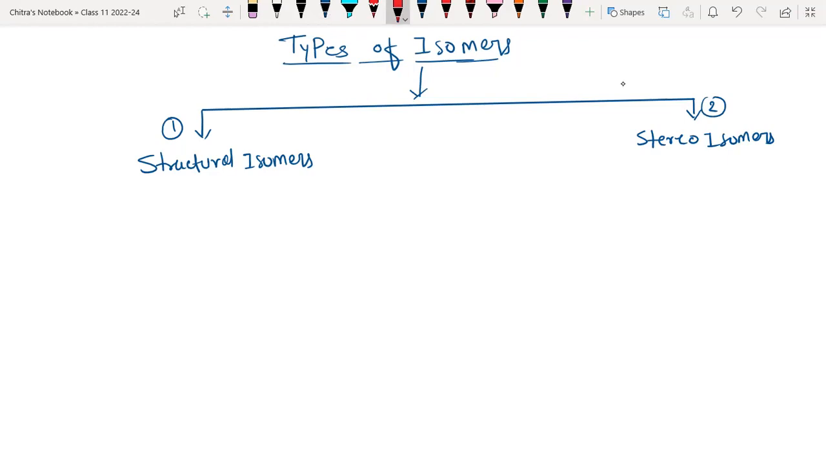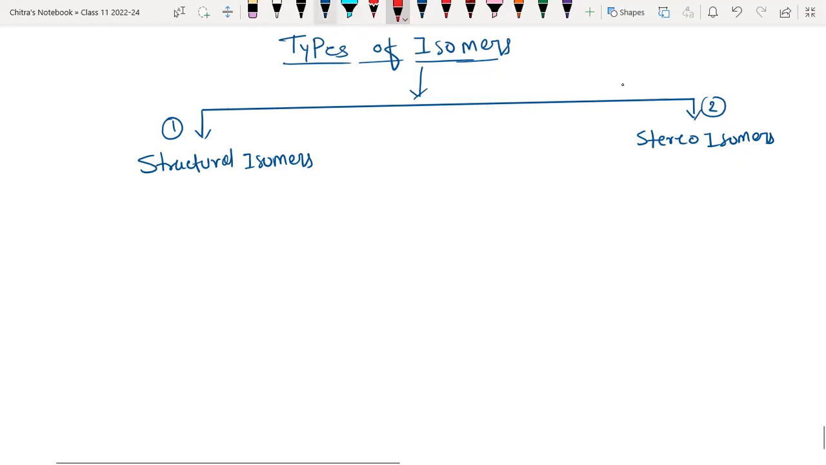So I'm just going to write the definition. Any idea about what is the difference between structural and stereoisomers, Samar? Yes, structural isomers consist of 4 parts. No, I'm not asking the types. I'm just asking what is the basic difference between them. Structural means it is based on the structure of the compound. And stereoisomers are according to their pattern.